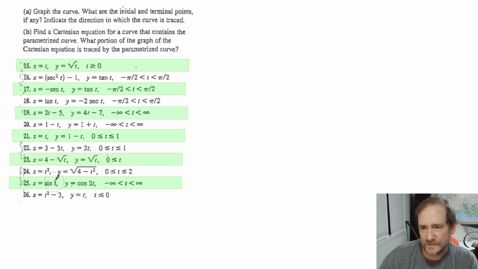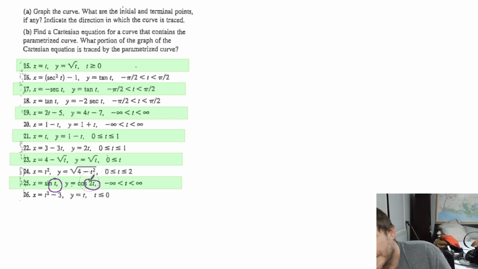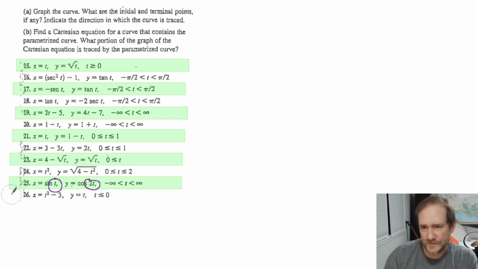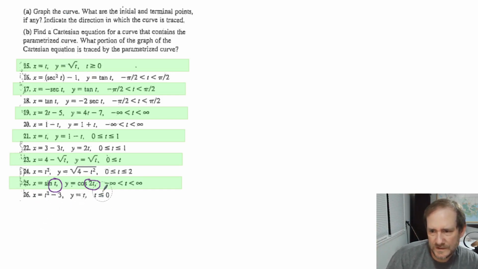Alright, 25 is weird because you've got t and 2t. So I'm not going to go into this. Maybe we could use our double angle identities to try to find a way to get to Cartesian form. But I don't care, and it's not going to be on the quiz, so forget it. 26 looks pretty straightforward to me, but we do have a parameter interval. So I'll go ahead and do 26 to make sure everybody's totally understanding how these parameter intervals can shape our graphs.